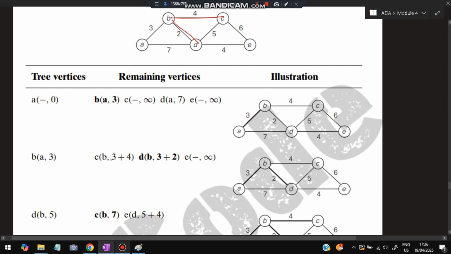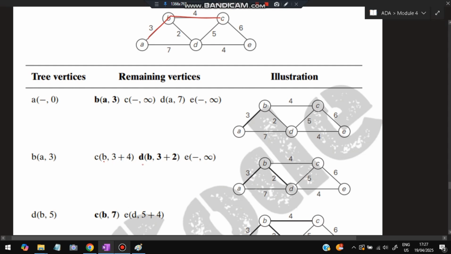So D and C, E I cannot go, so it will still be infinity. C and D have to change. To reach C, what will be my cost? 4. And to reach D, what will be my cost? It will be 2. So to reach C it is 4 now, and previously it was 3. From here it was 3 and this is 4, so I'll write B comma 3 plus 4, which is 7. So via B I can reach C with a total cost of 7 from the source node.